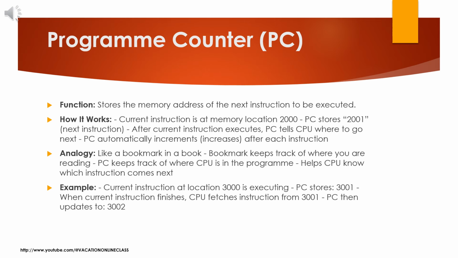For example, if an instruction at location 3000 is currently executing, the PC, or program counter, is already holding 3001. Once that task is done, the CPU fetches the next instruction from that 3001 address, and the PC immediately updates to 3002. This constant updating is what allows a computer to run a long sequence of instructions without stopping.